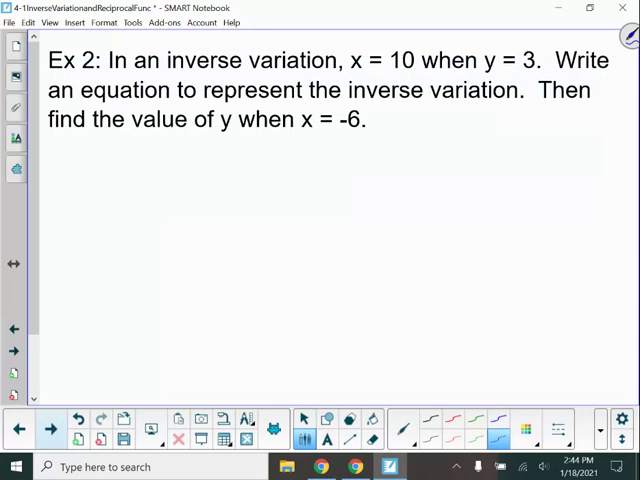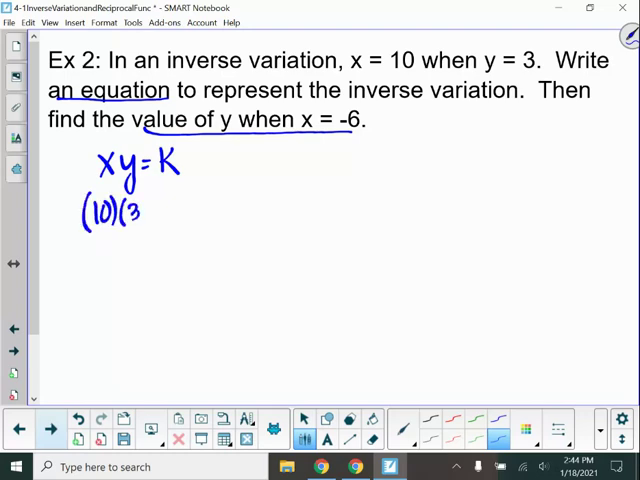So here's example 2. In an inverse variation, x is equal to 10 when y is equal to 3. It says inverse variation, so it has to have some k that is my constant value for my product. It says write an equation to represent the inverse variation, and then find the value of y when x is equal to negative 6. So there are 2 things we have to do here. I'm going to use the xy equals k equation first to find my k value.